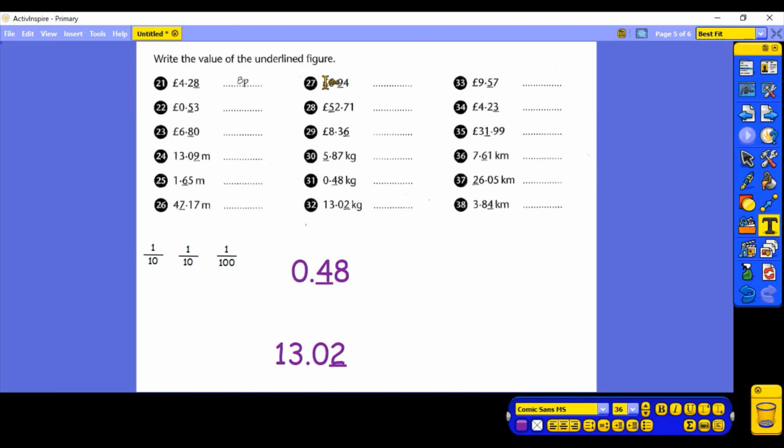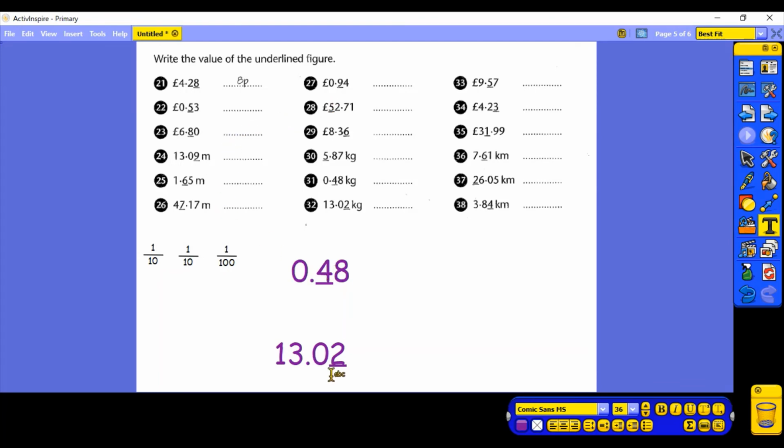So the money ones, like 22, 23, 27, 28, 29, all those ones with the money, you should find a little bit easier because they should be more obvious. Okay, some of them, like this one, is the pounds there that you need to work out. So 52, what is the 5 worth? Now let's have a look at some of these other ones.